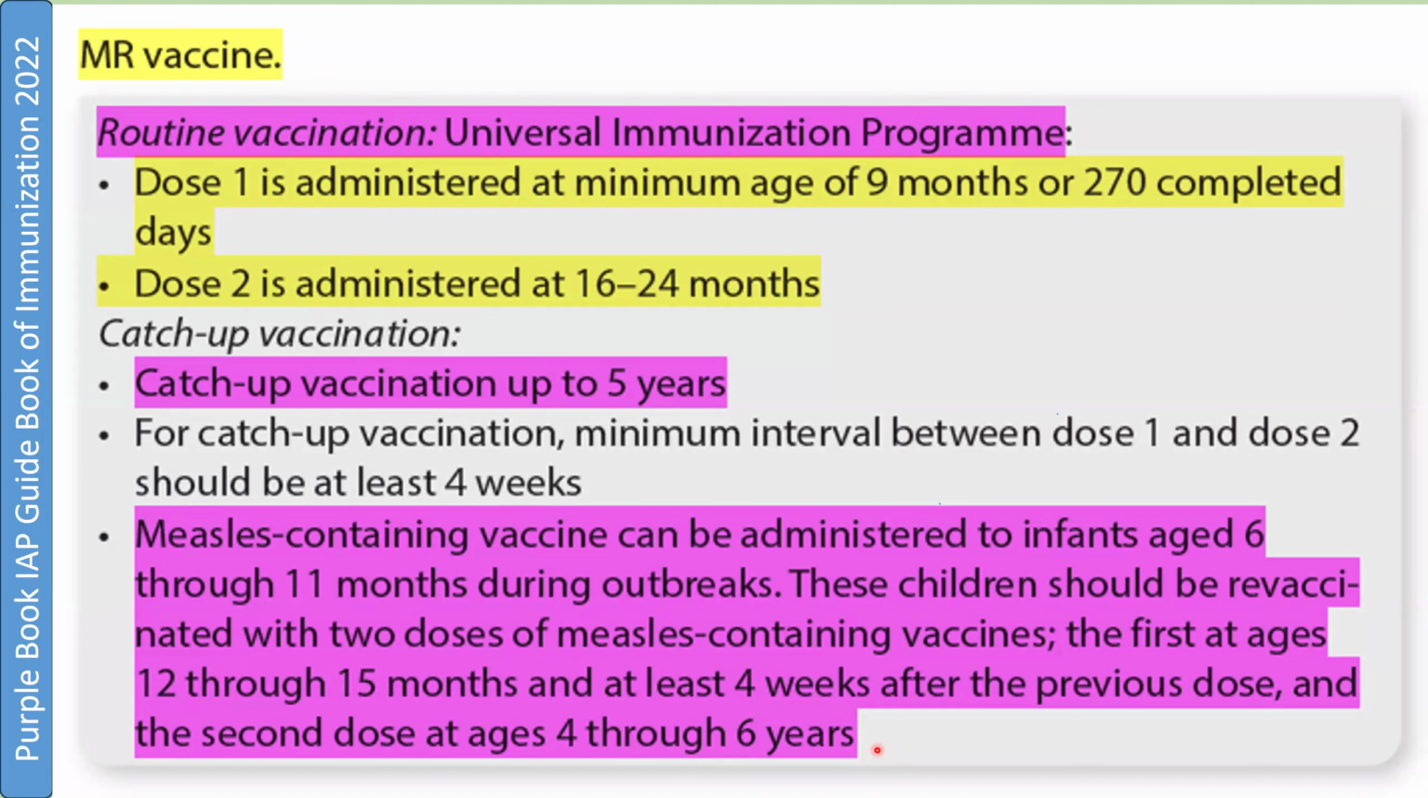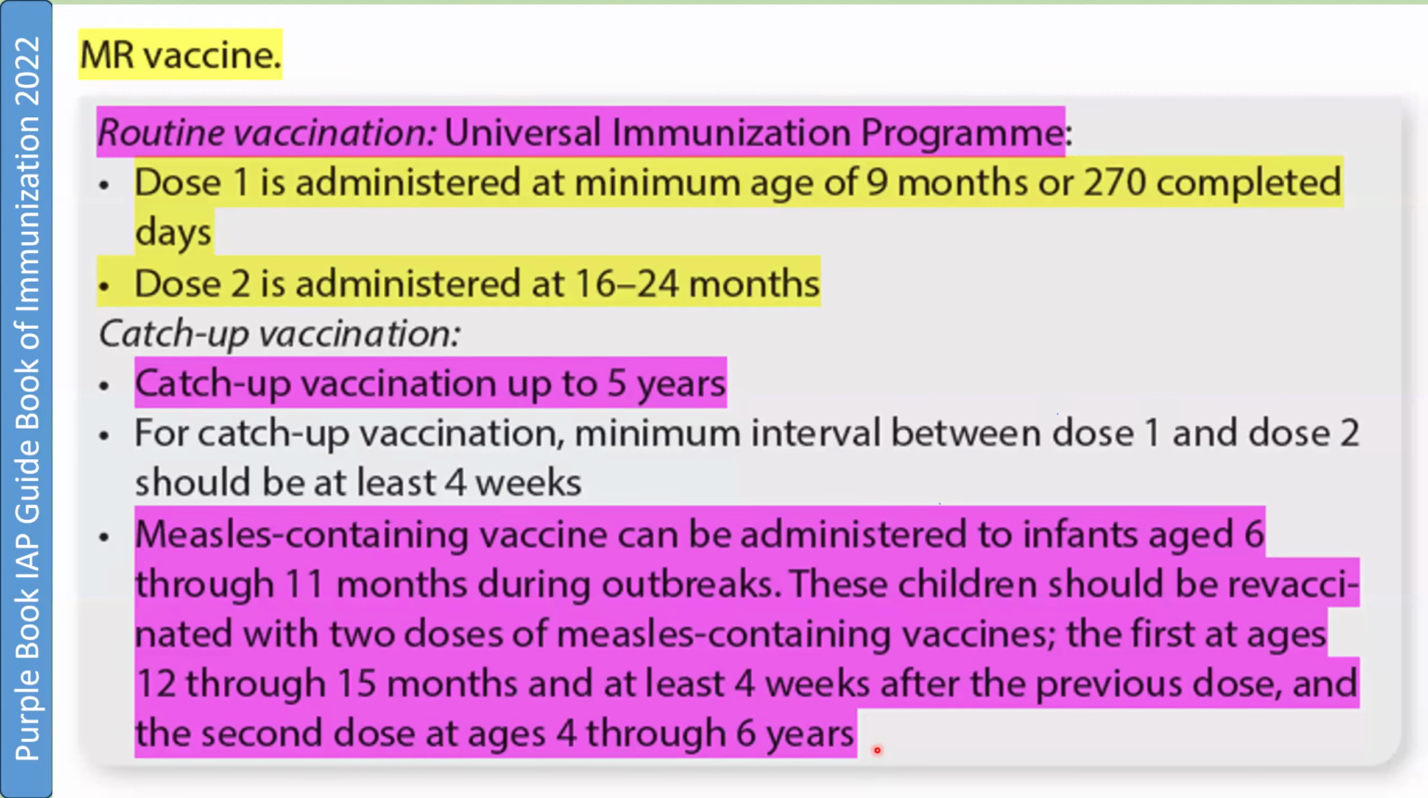Can you read it? MR vaccine in routine vaccination, universal immunization program. Dose 1 is administered at minimum age of 9 months or 270 completed days. Dose 2 is administered at 16 to 24 months. Catch-up vaccination up to 5 years. For catch-up vaccination, minimum interval between dose 1 and dose 2 should be at least 4 weeks.